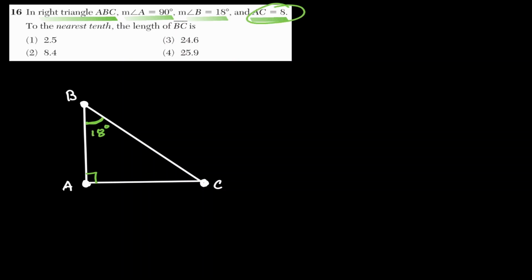Line segment AC is 8. What we would like to know is, what is the length of the line segment BC? Which we have it here. So let's understand the situation. We are working with a right triangle, and we would like to find one of the sides of this right triangle. When we have this situation, we want to use trigonometric functions.